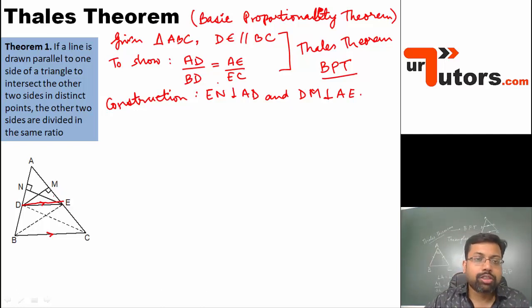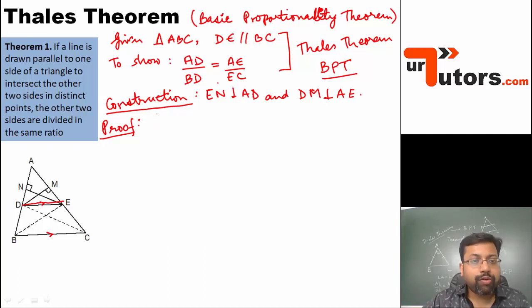Now this is what the construction is, and then you join the points C and D and B and E. That's not a construction, it's just a joining of these points. Now, how do we prove it? Let's start the proof.